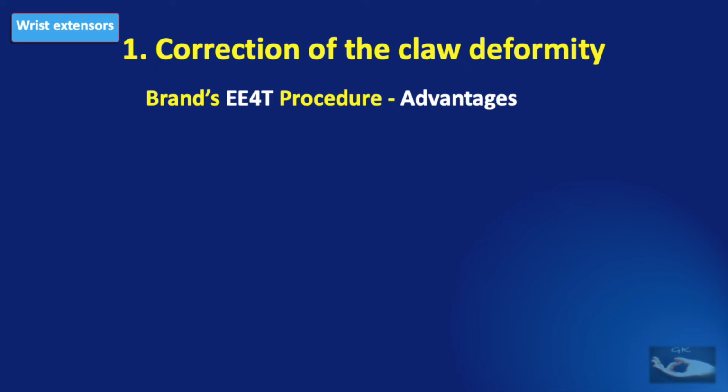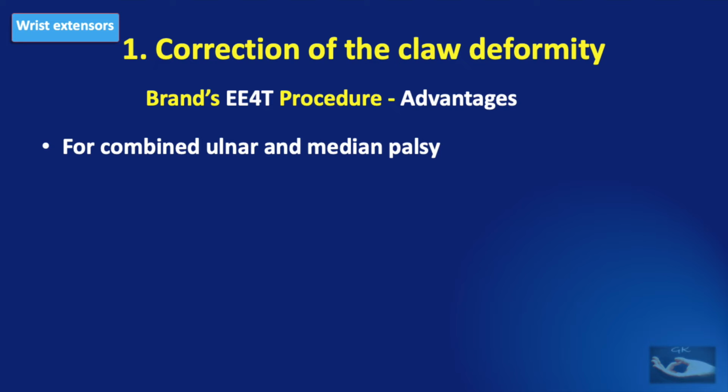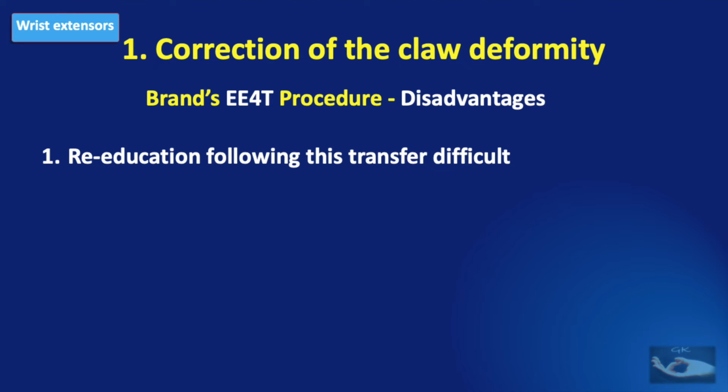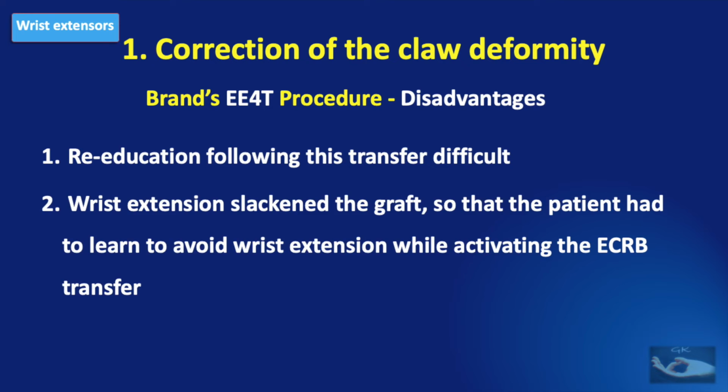The main advantage of this procedure is that it can be used for combined ulnar and median palsy. This procedure has a few disadvantages. Re-education following this transfer is difficult, and wrist extension slackened the graft so that the patient had to learn to avoid wrist extension while activating the ECRB transfer, and because tendon grafts were used, adhesions were common.